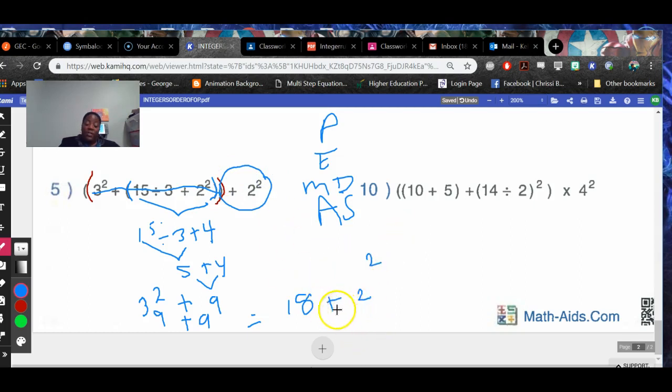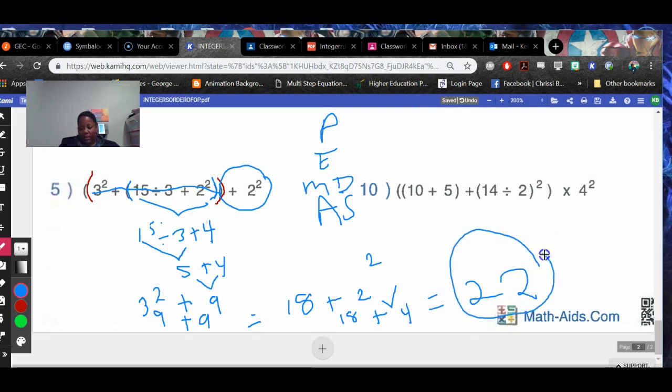Now, in order to solve this, what would you do first? The exponent, right? So this is 2 times 2, which is 4. Bring down what was there. So you have 18 plus 4 for your final answer. So that's 18, 19, 20, 21, 22. So 22 will be your final answer for number 5.